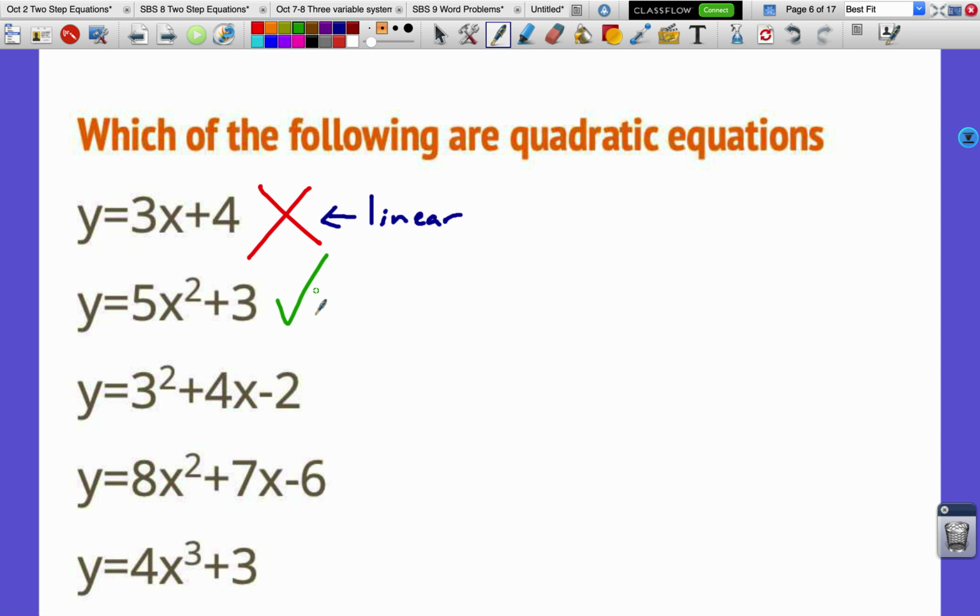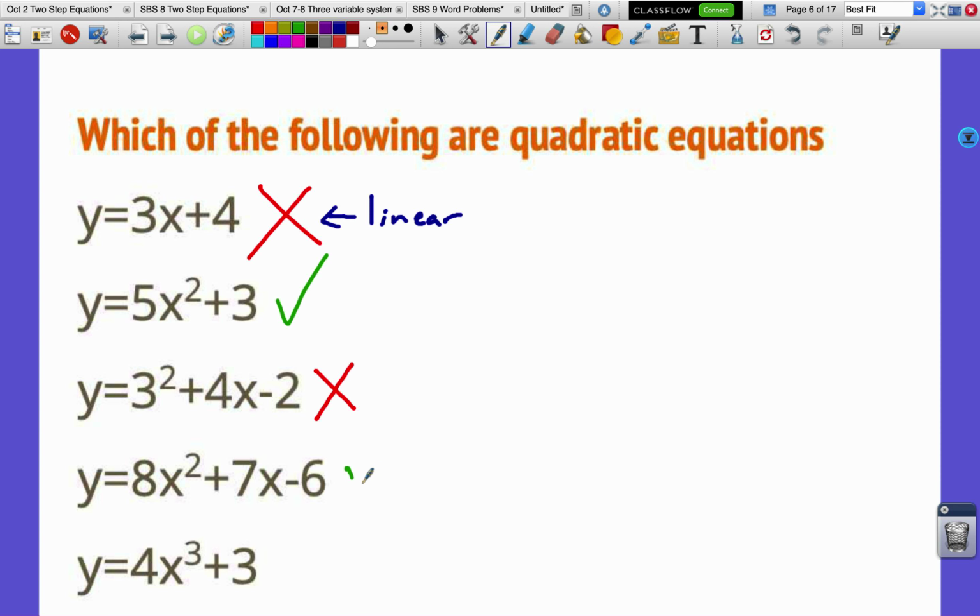This next one is a quadratic. It doesn't have to have a linear term to be a quadratic. This next one is not a quadratic. Although I see the exponent of 2, this is not simplified. 3 squared could be rewritten as a 9 and then combined with this 2. This one was also linear. The exponent has to be on a variable.